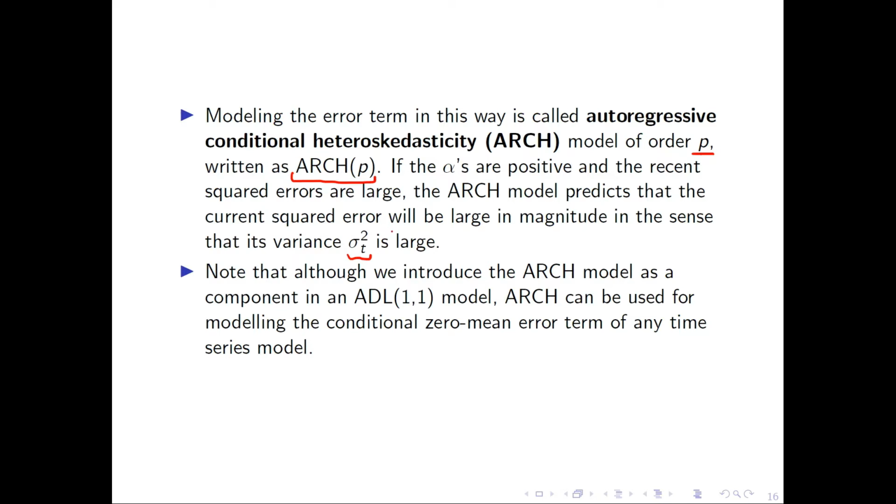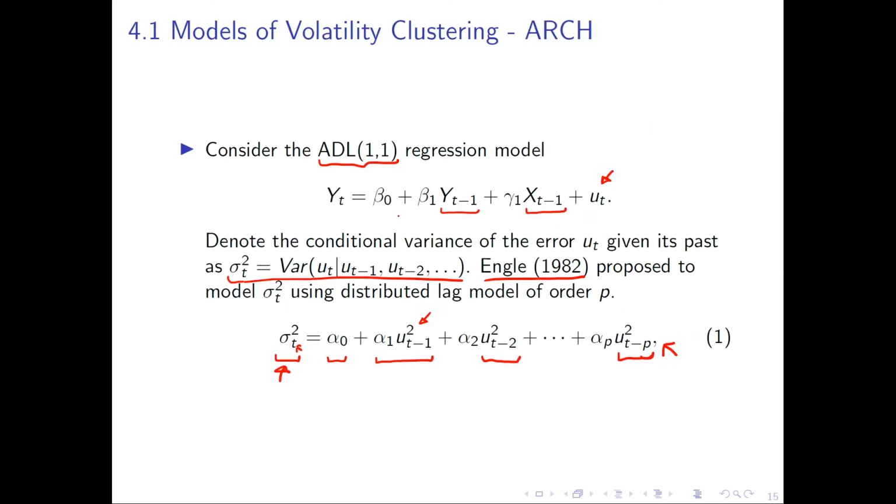And in this case, we have used the ADL(1,1) model as our base model, and we have used an ARCH(p) model to model the conditional variance in the error term, but the ARCH model can be used to model the conditional variance of the error term in any time series model.